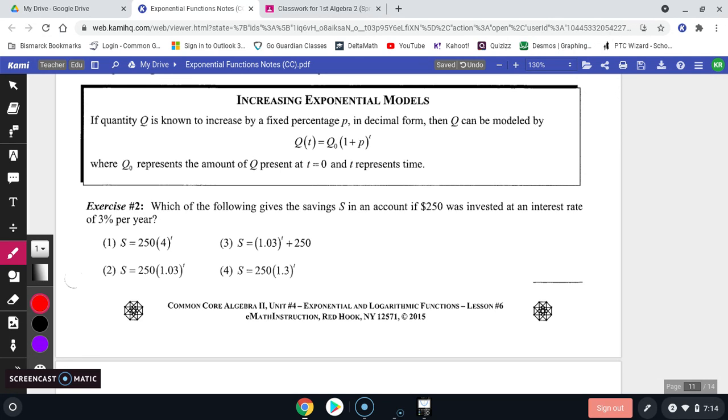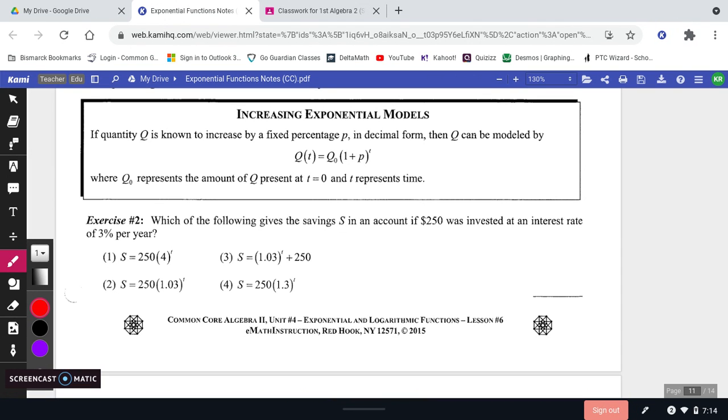The variables have changed, but it's still that same concept. So you can see the 1 plus p, so that was like that 105%. So the 1 for the original amount that we have, and the 0.05 would be the p, the amount of increase.